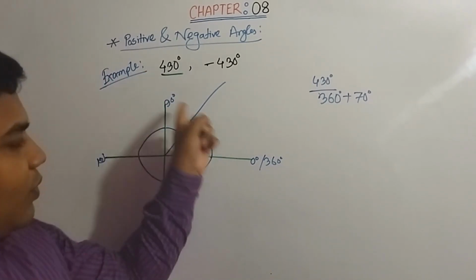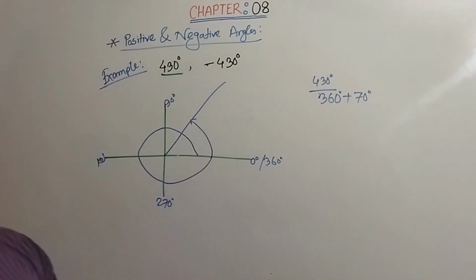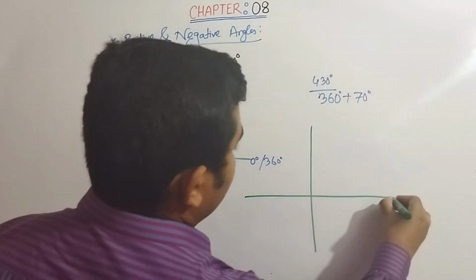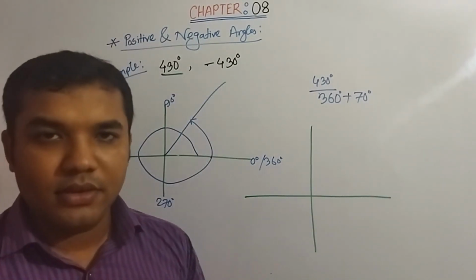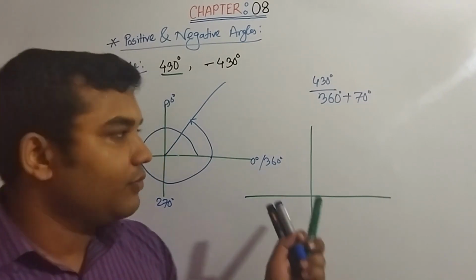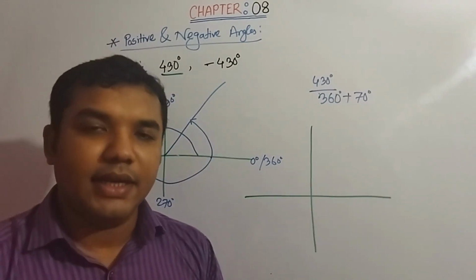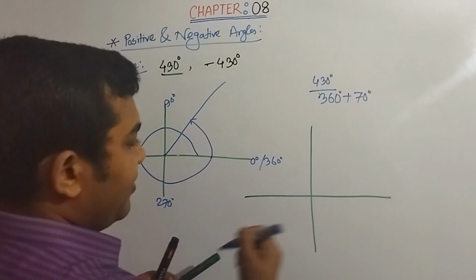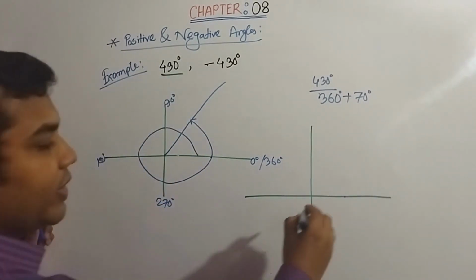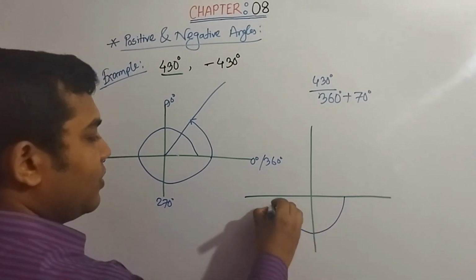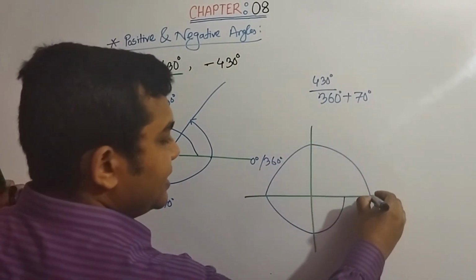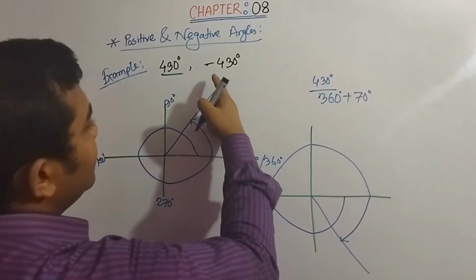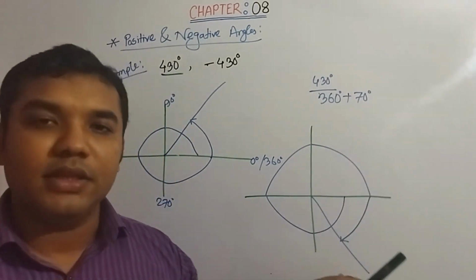Why are we going this way? Because it was a positive angle. Clear? Okay. Similarly, now we draw negative 430. First of all, how can we go for the minus part? Exactly, it should be clockwise. So our starting line should be this line, and from here we go clockwise. So it goes this way: 90, 180, 270, 360 plus something. So our minus 430 degrees can look this way.